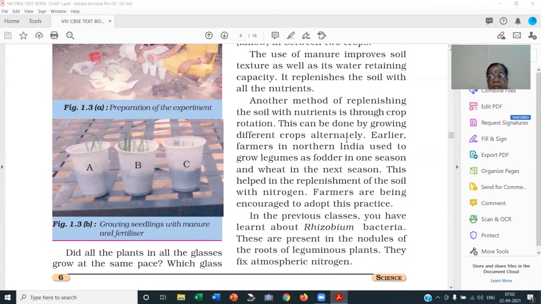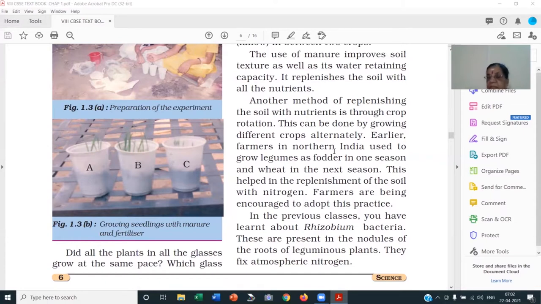Okay, and then you have learnt about rhizobium bacteria, nitrogen fixing bacteria. Rhizobium are present in the root nodules of leguminous plants, and they fix atmospheric nitrogen. And as we already learned, this association is known as symbiotic association, where both the partners are mutually benefiting. What does it mean?